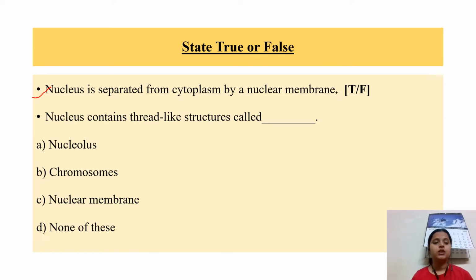Very good. The next question is: nucleus contains thread-like structure called, and we have four options: nucleolus, chromosomes, nuclear membrane and none of these. Yes, you are right. The right option is chromosomes. Thread-like structures present inside the nucleus are chromosomes. Very good, students.